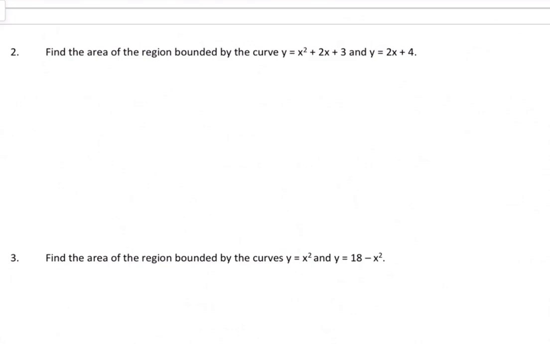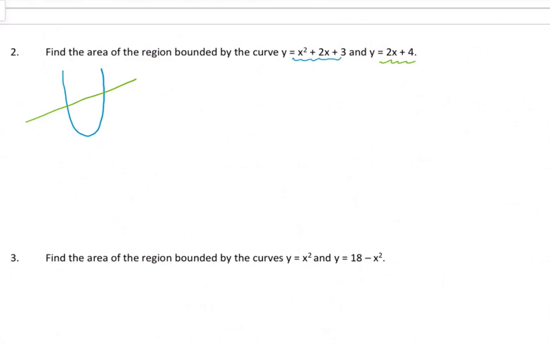What you really want to do is just sketch these two curves on top of one another in a way that you can see what that bounded region would look like. So I know that this first curve is a parabola that opens up, so I'm just going to sketch a parabola that opens up. And I know that this second one is a line with a positive slope. So on top of that parabola, draw a line with a positive slope.